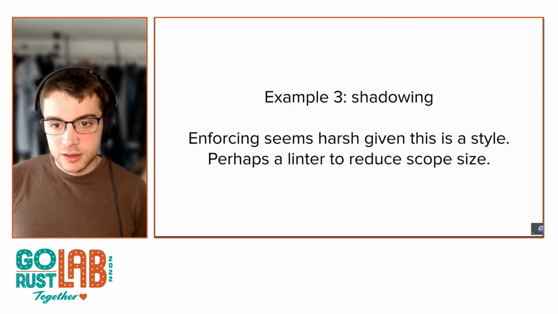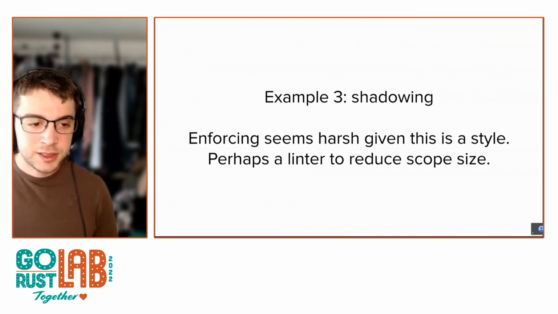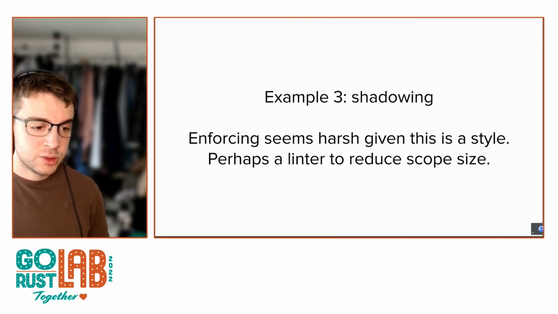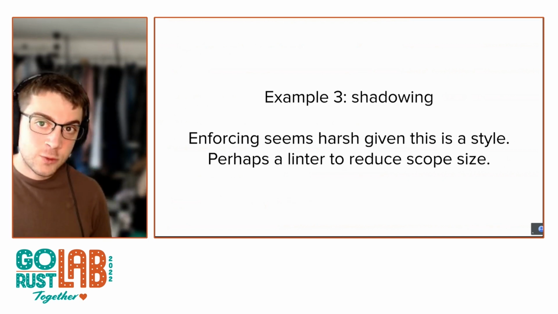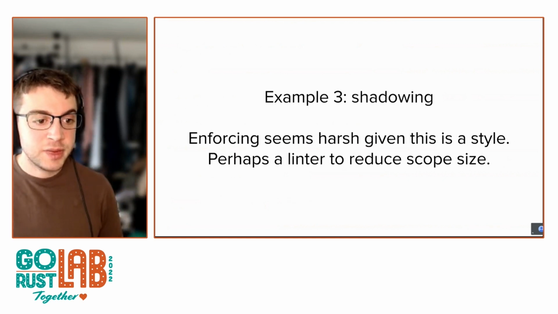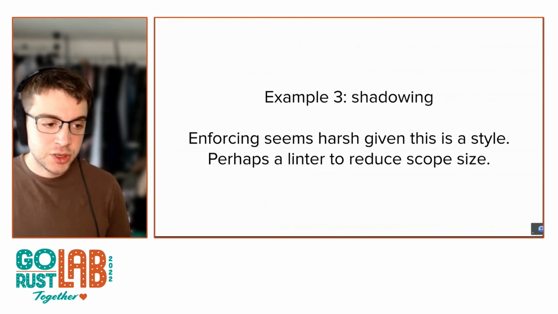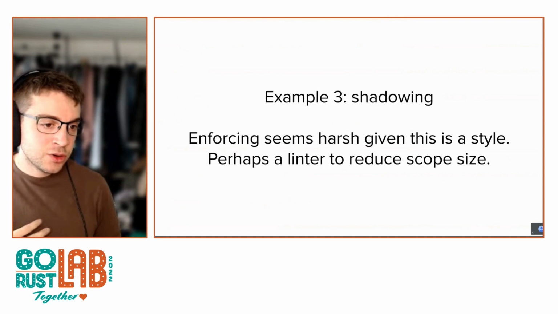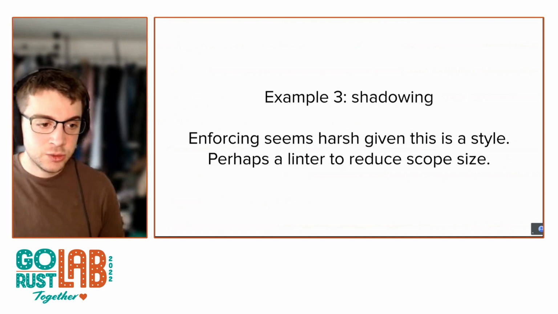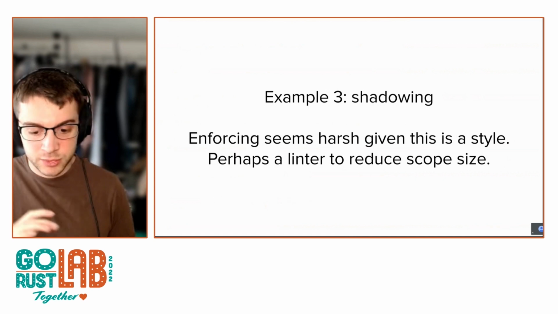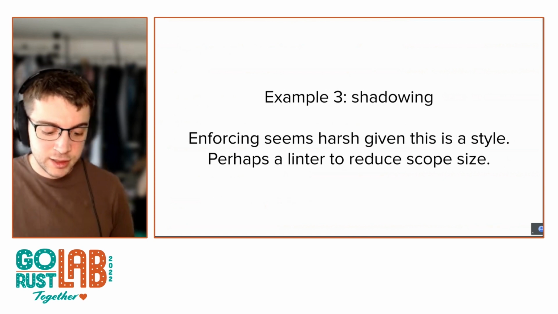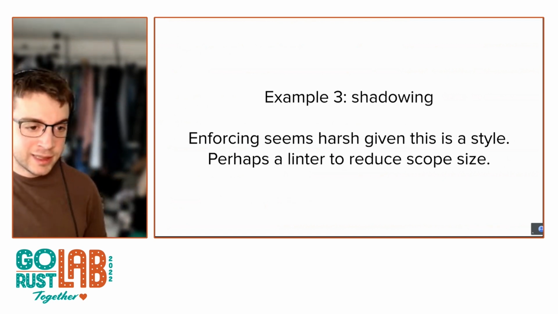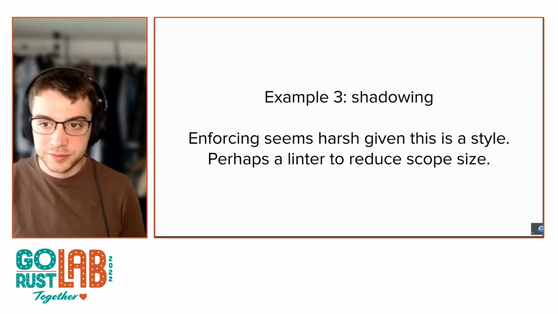In the case of shadowing, enforcing this feels harsh because at the end of the day, it's a matter of personal preference and style. I would say that there should be some form of automation to tell you when your scopes have too many names in them. So for example, if I'm developing some code and I'm in a deeply nested block and there's like 50 names in scope, I personally struggle to maintain or understand that code because there's just so many names in scope that I can't keep track of that many names in my head. So I would say that that should be something that a linter should flag. But again, that limit is gonna depend on each project and person.